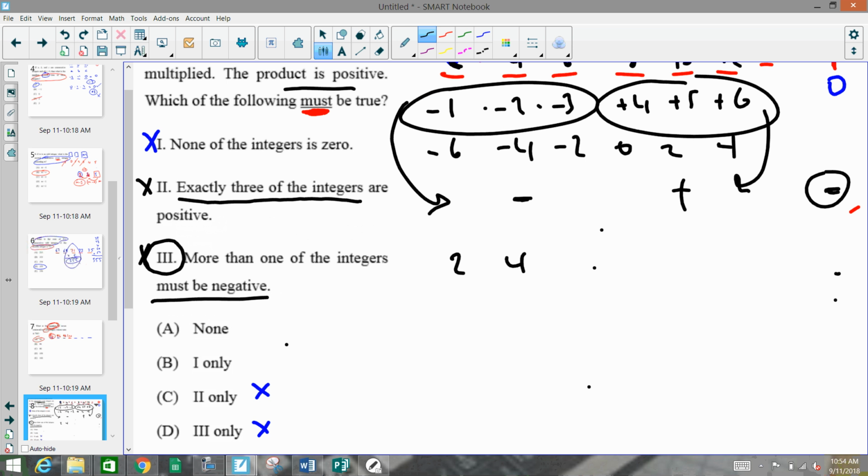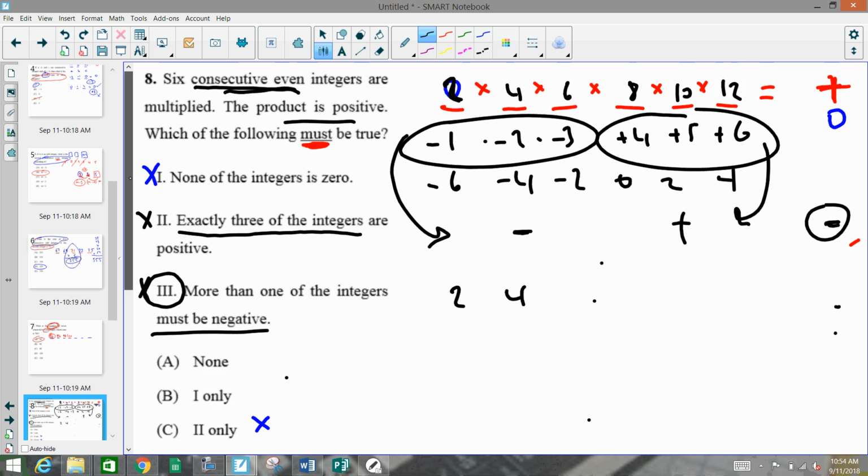Answer is B. Why is it B? None of the integers is 0. That is right. The sign is wrong here. Make sense?